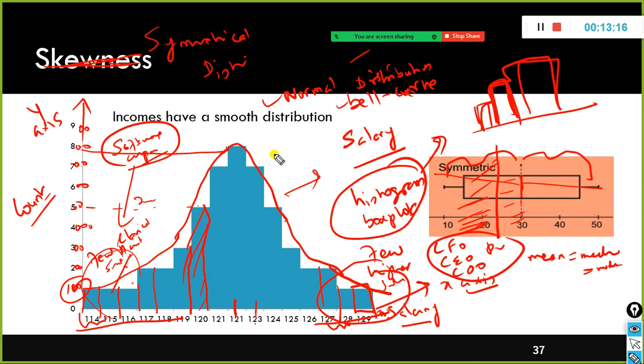Either you can use, in practice we use a histogram only to find out whether the given data is normal distribution or skewed data.